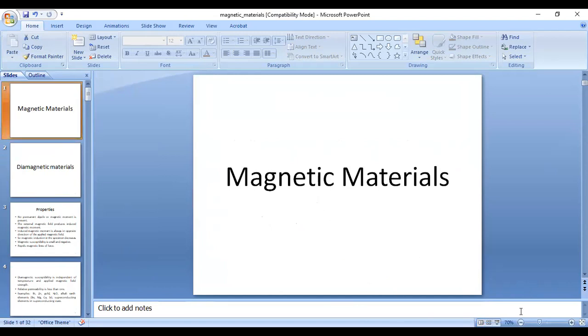When I say magnetic materials, we are aware of what magnetism actually is. In the last class we discussed magnetism: a material which exhibits the property of attraction is called a magnetic material. Now, depending upon certain properties, these magnetic materials have been classified into different categories. What are the different categories?